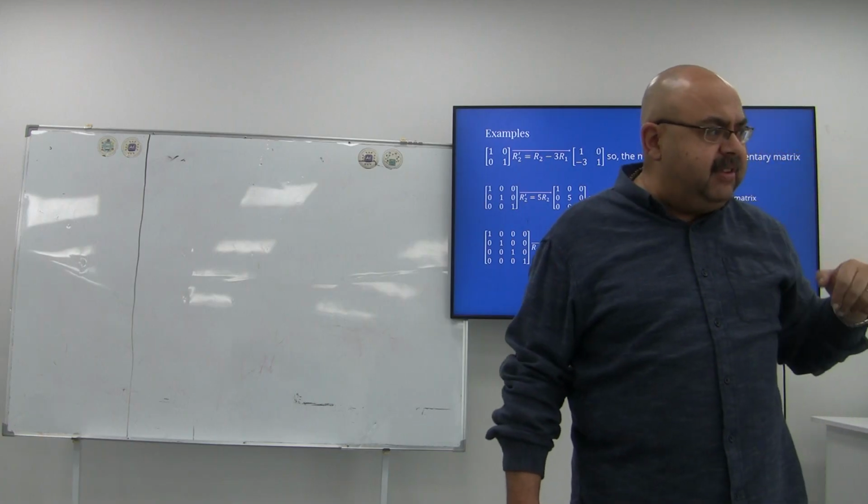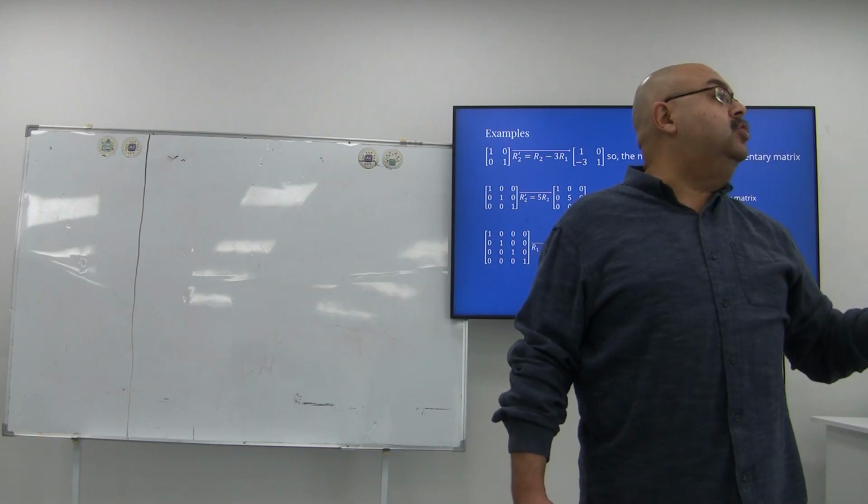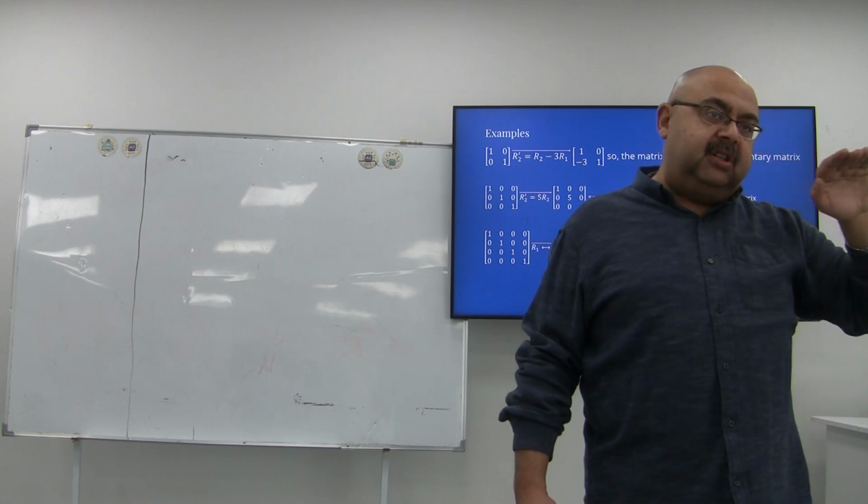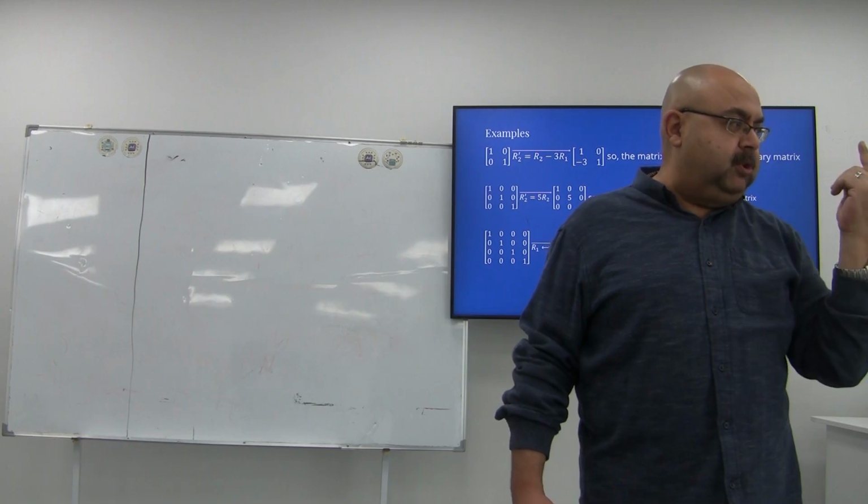If you remember in the previous session, while we were solving a system of equations, we started by forcing the first number in the first row to be positive 1.